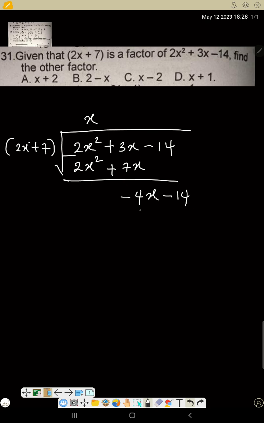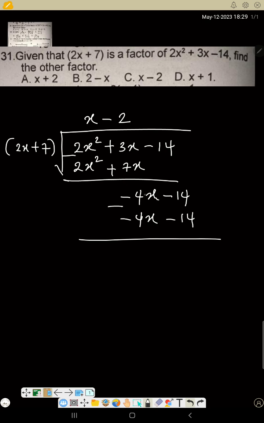Again, minus 4s divided by 2s. S will cancel out. 2 here 1, 2 here 2. So the result is minus 2. So write the minus 2 here. So now this minus 2 times this 2s again, that will be minus 4s. Then minus 2 times plus 7, that will be minus 14.